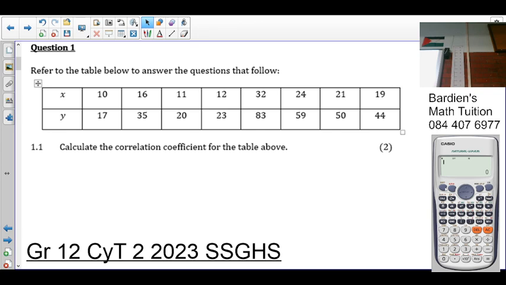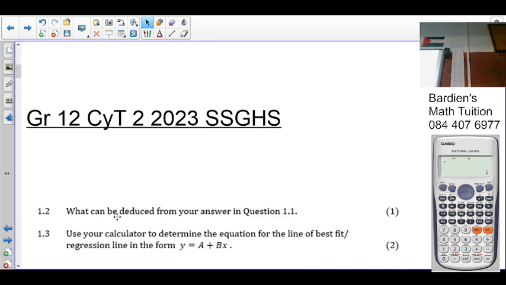We press shift 1, 5 for regression, 3 for correlation coefficient, your R value. And you'll see that your R value is a perfect 1.